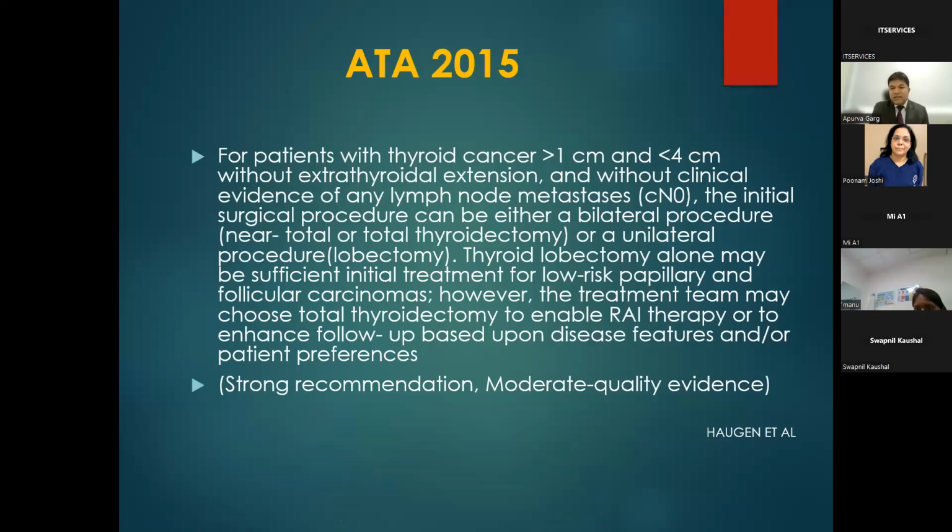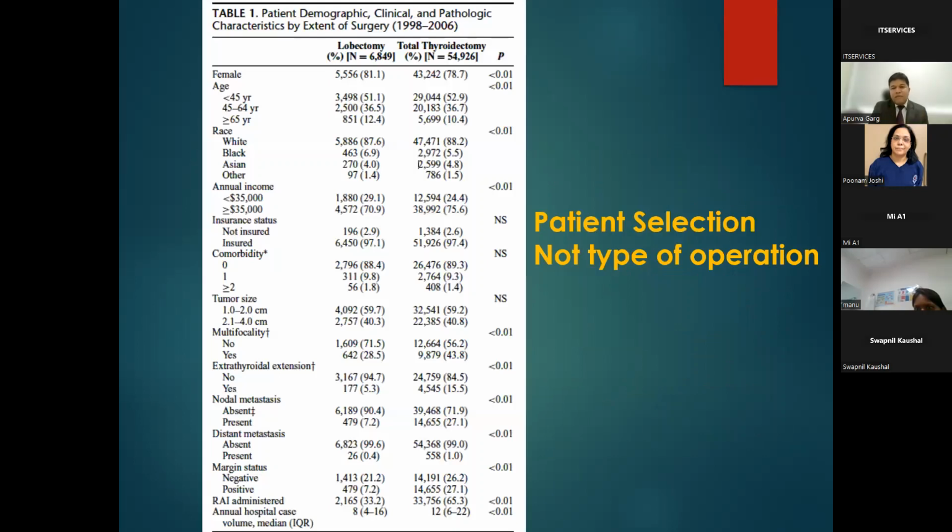So for patients with thyroid cancer more than 1 centimeter and up to 4 centimeters without extrathyroidal extension, and without clinical evidence of any lymph node metastasis, the initial surgical procedure can either be a bilateral procedure, near total thyroid or total thyroidectomy, or a unilateral procedure, lobectomy. Thyroid lobectomy alone may be sufficient initial treatment for low-risk papillary and follicular carcinomas. However, the decision has to be taken by the team. And if they feel that the patient needs RAI therapy, then the patient may need total thyroidectomy. So this is different from the previous ATA guideline. So nowadays, what we follow is patient selection and not the type of operation.